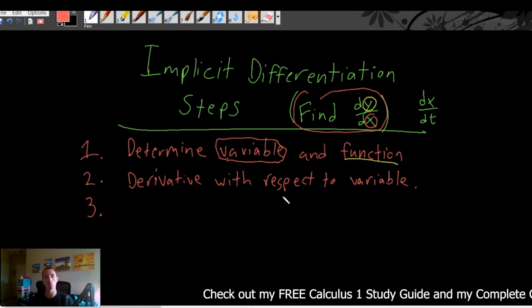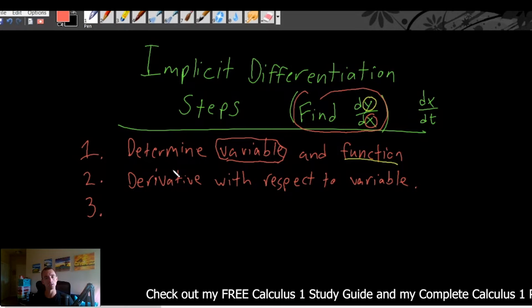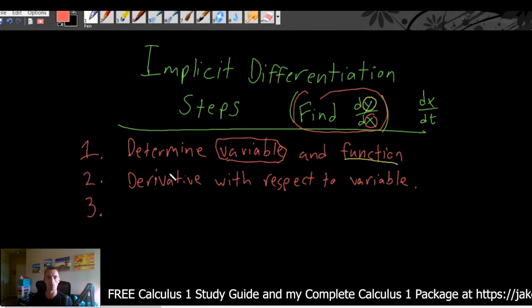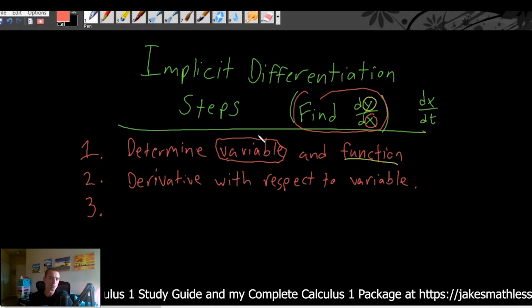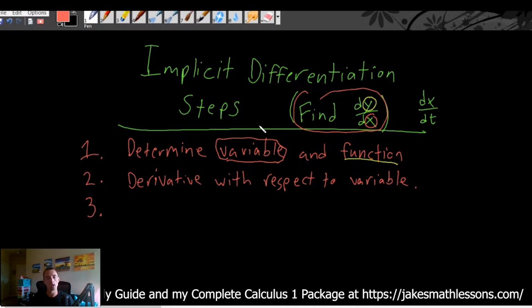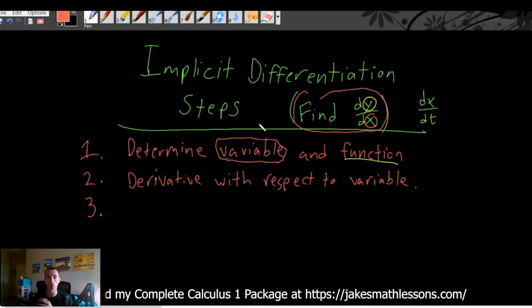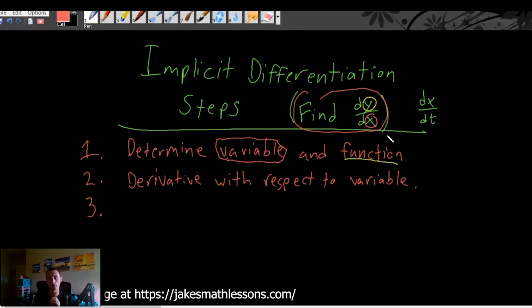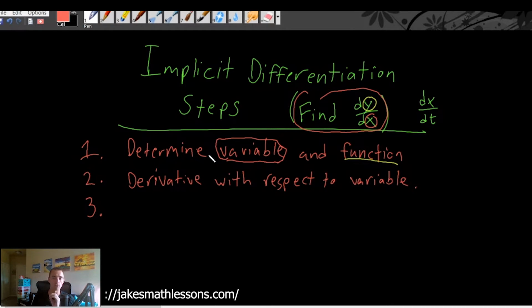When you're doing that, what you want to be very careful of is any part of your equation that only contains x's or only contains your variable, you're just going to differentiate as normal. However, any parts of your equation that include y, or whatever your function letter is, you need to be sure to treat your function as a function of your variable. You need to treat y as a function of x.